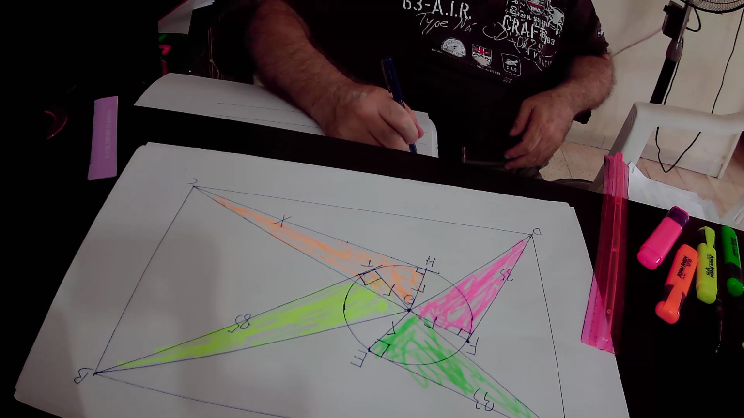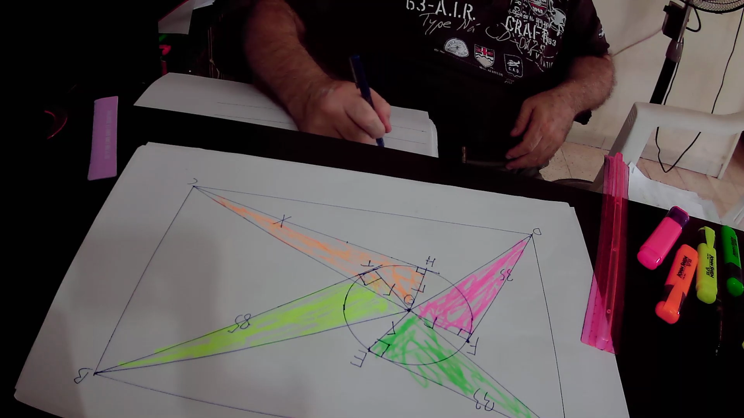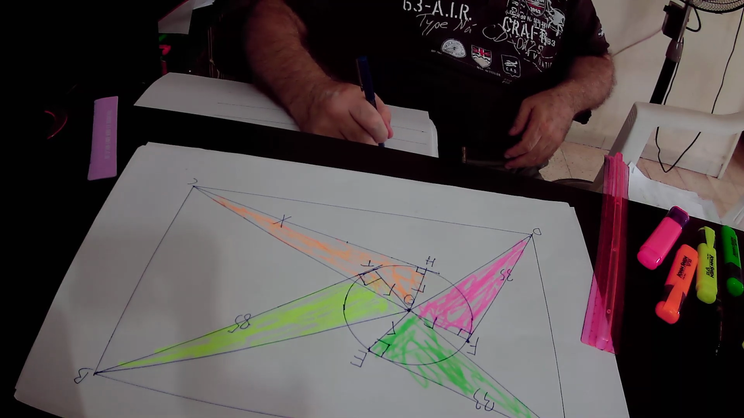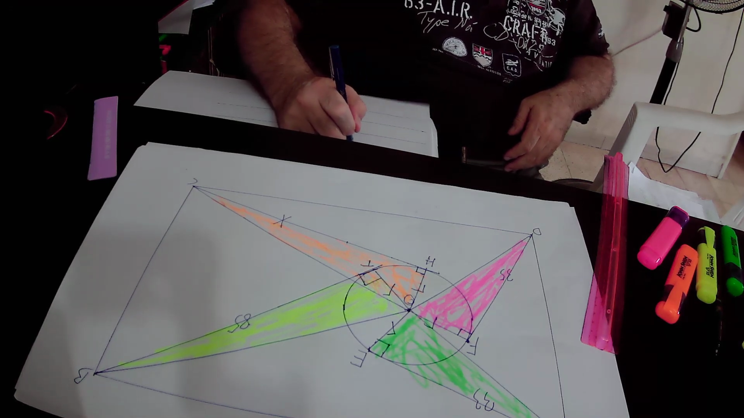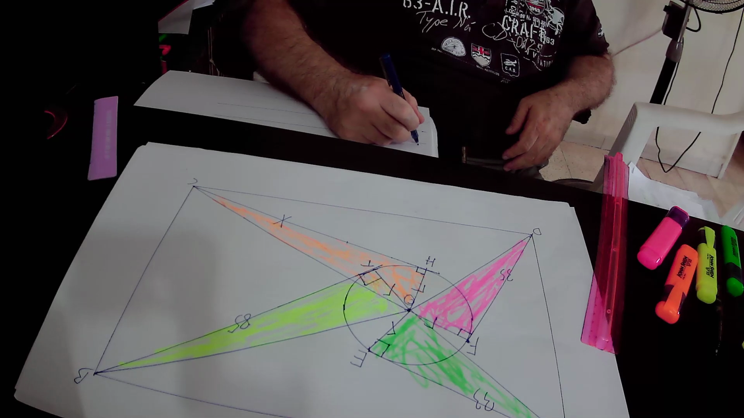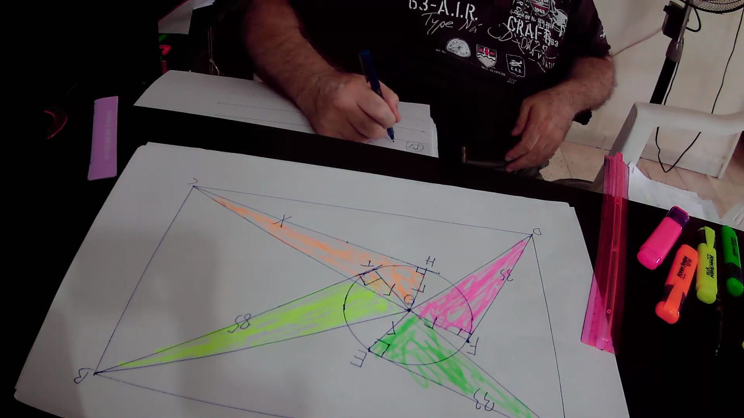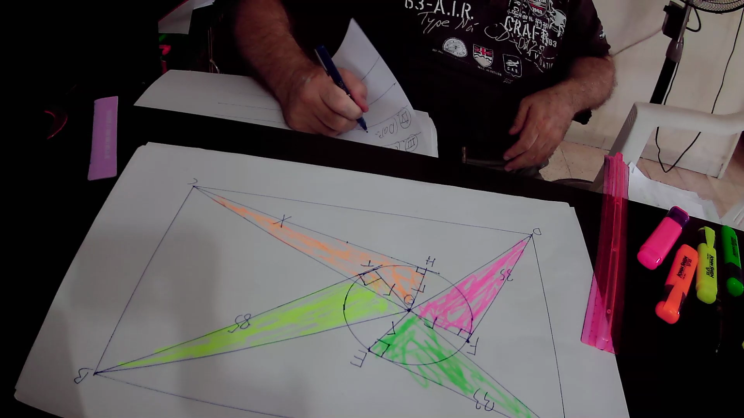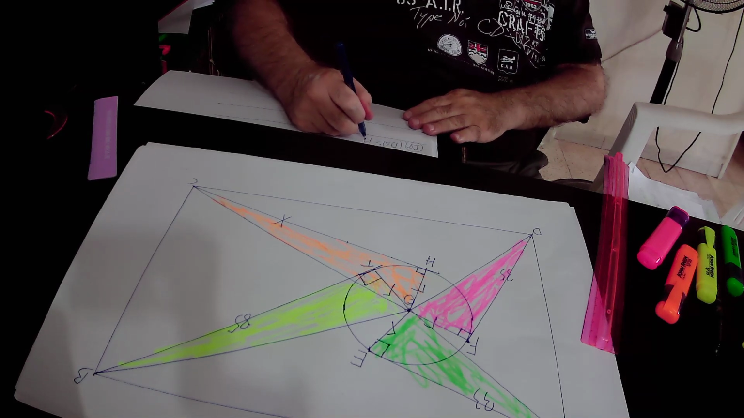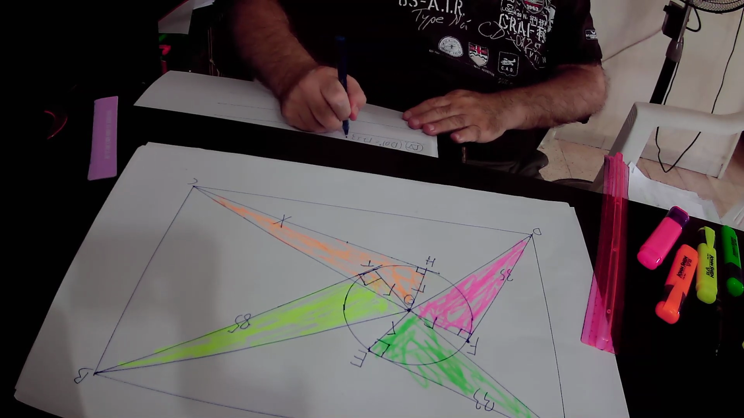According to equation number 3, we found out that CO square equals R square plus X square. And finally, according to equation number 4, we found out that DO square equals R square plus 35 square.